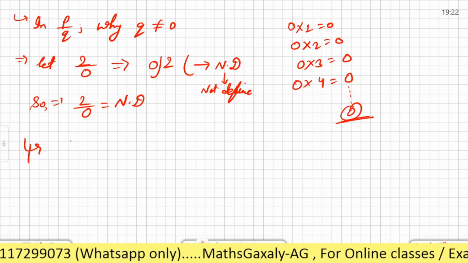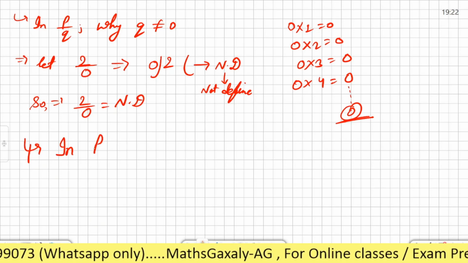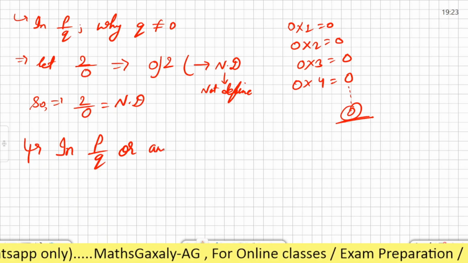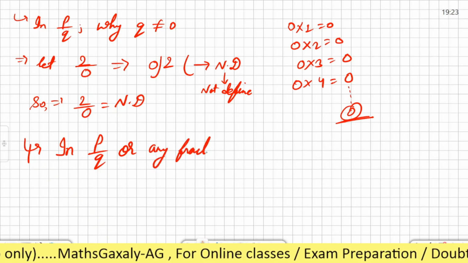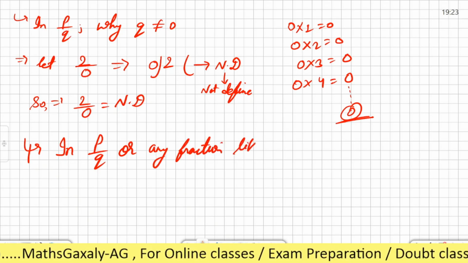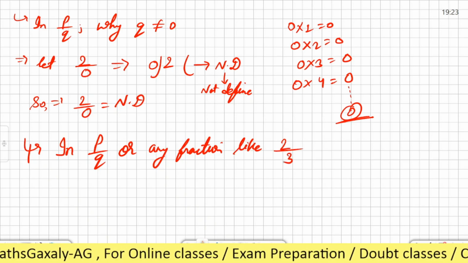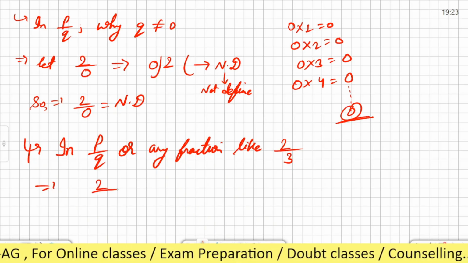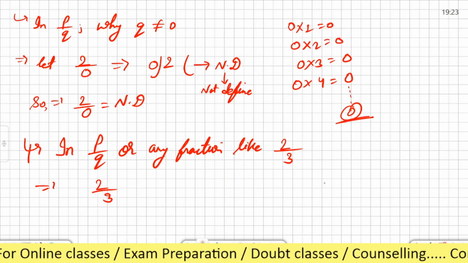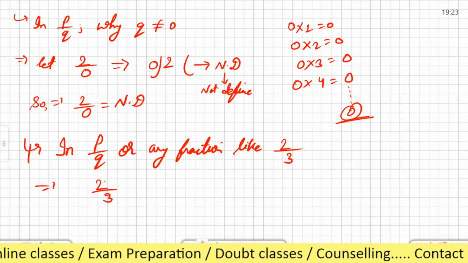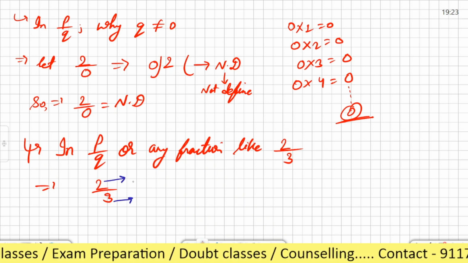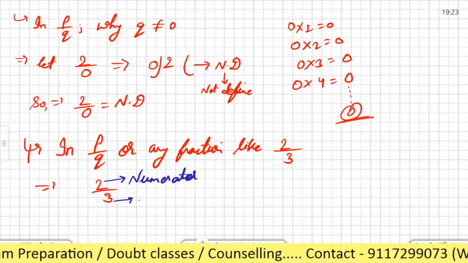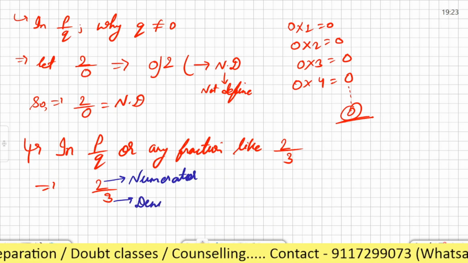Now let's see here in p by q, or let any fraction, like 2 by 3, okay. So here take it to be p by q or 2 by 3, whatever you want. The 2 is the numerator, and the 3 is the denominator, okay.